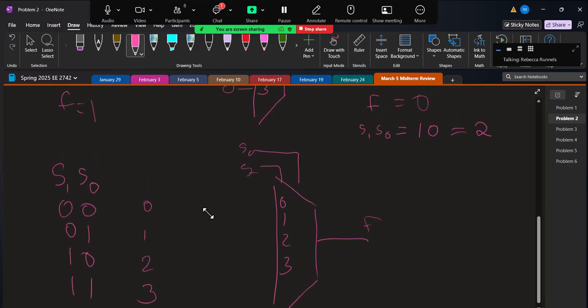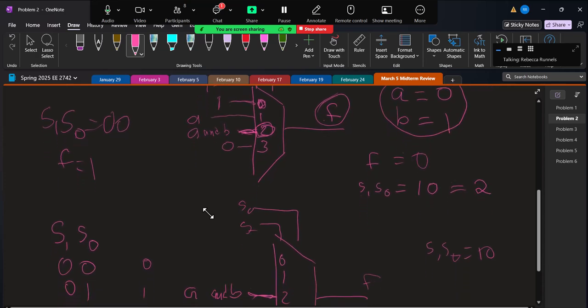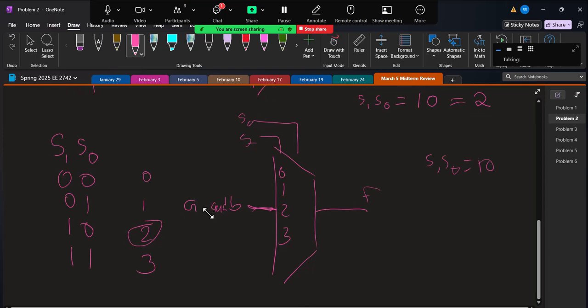So for this first one where I had S1, S0 equals 1, 0, that's binary for 2. So I care what's coming into the 2 input. I don't care about anything else. And so what's coming into the 2 input is the AND of A and B. So I have to know what A and B are. A and B are 0 and 1. The AND of 0 and 1 is 0. You got it now?